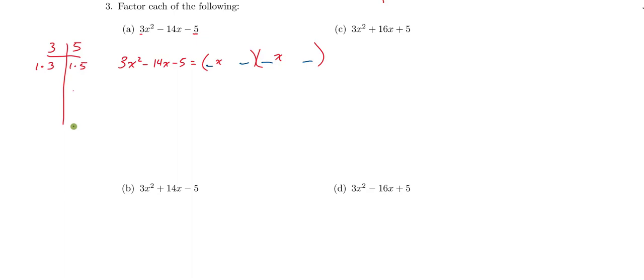So what I'd like to do this time, first time through, is just mimic what we have going on here. If I have 1x and 3x for these, if I put a 1 here and a 3 here, notice that when I FOIL this out, this will give me a 3x squared.